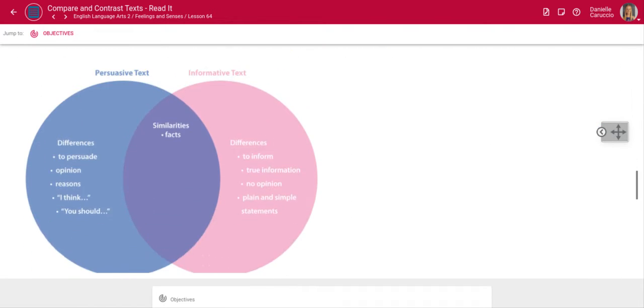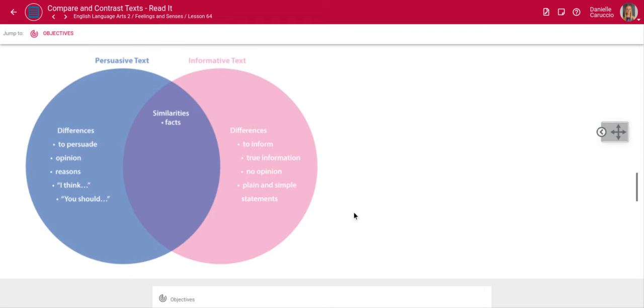So when we're comparing and contrasting, we typically use Venn diagrams. You saw this when we were in school. The outside parts of a Venn diagram give the differences. And then the inside, where the two pieces overlap, is where you write the similarities. So let's start with persuasive text. Some of the differences when we're looking at informative text. So what those things do have that informative texts do not.